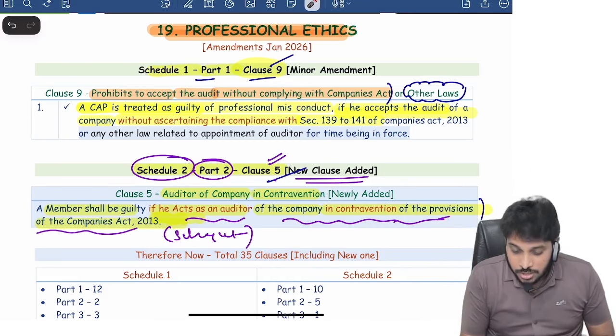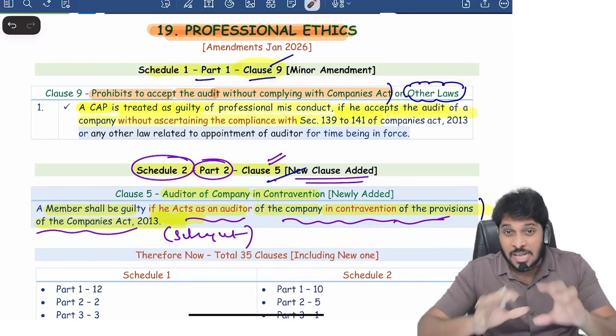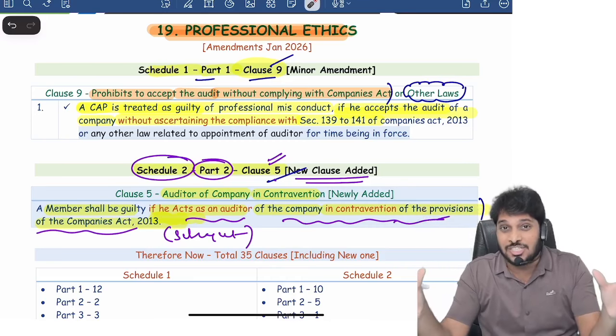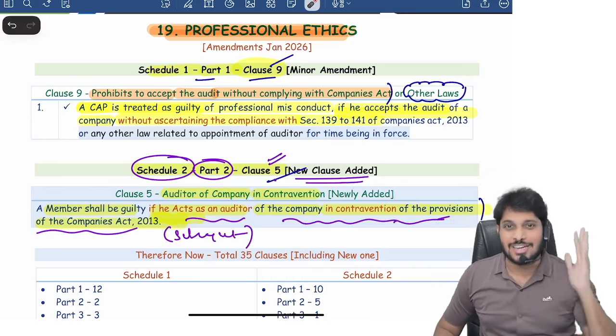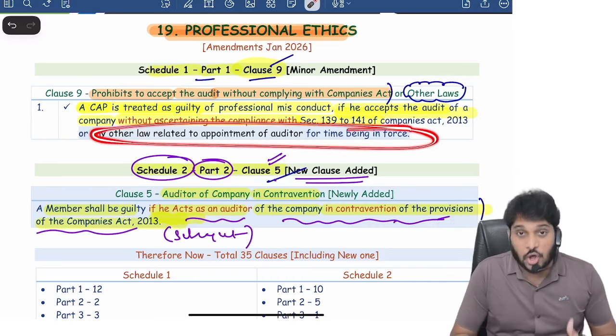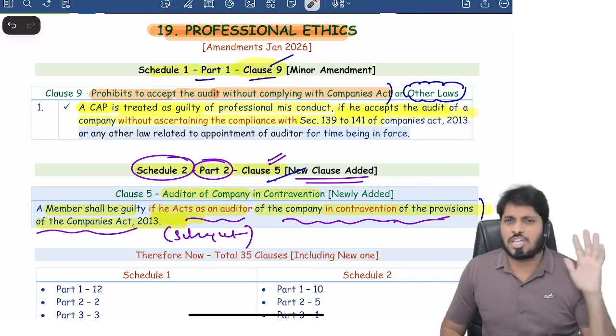So right now, the scope of clause number 9, which earlier was only the Companies Act, is enhanced to other laws as well. I hope you're clear now. The scope of the clause has been widened. That's it. Typically this is not a major amendment also.